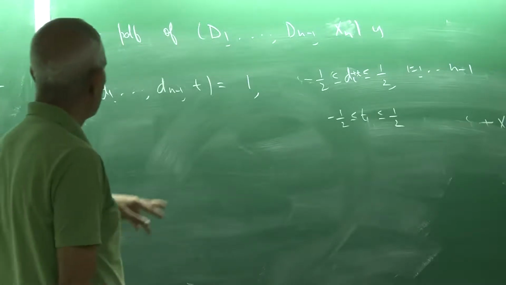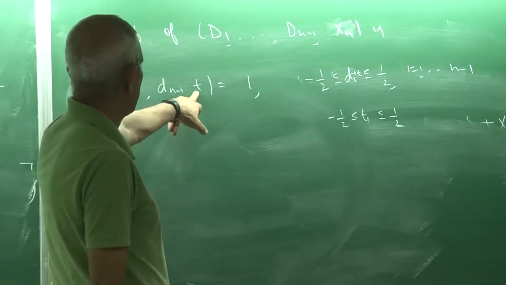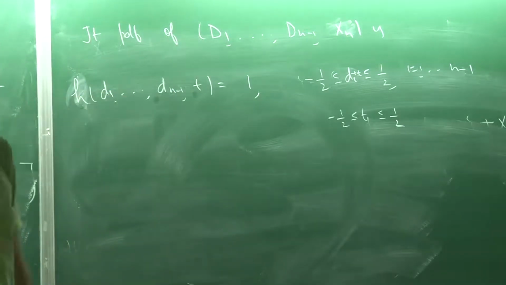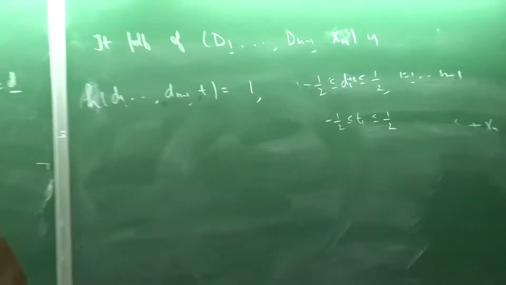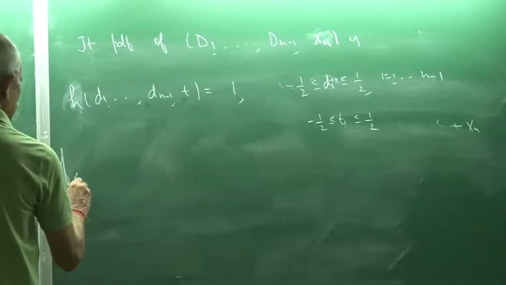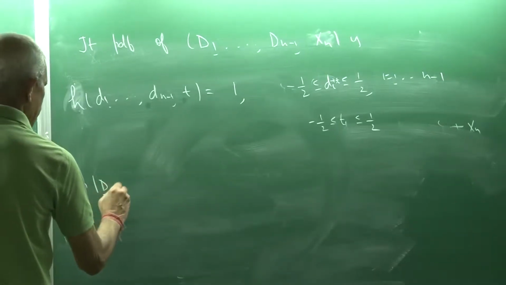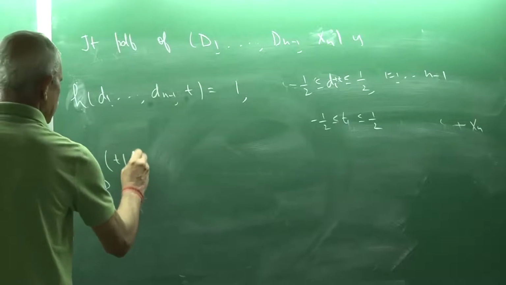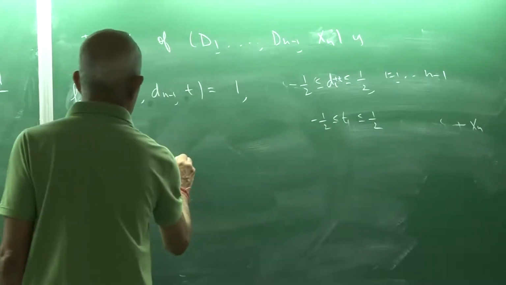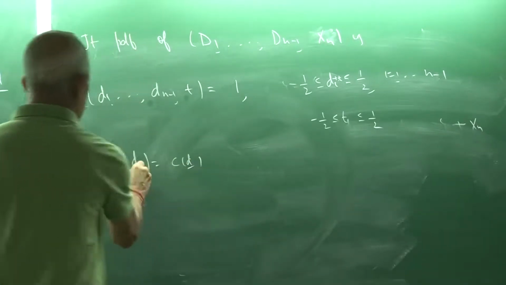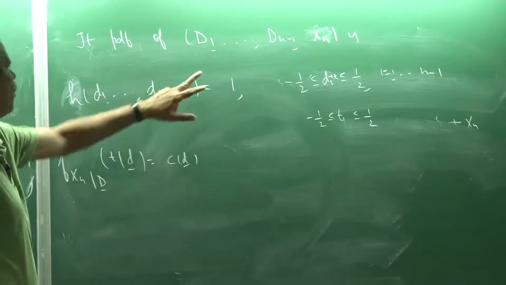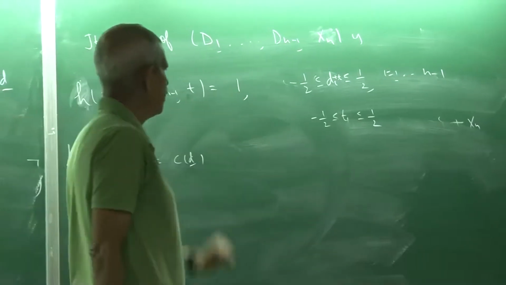So I have to find the PDF of xn given d1, d2, dn minus 1. That would be proportional to the joint PDF, because you know that the conditional PDF is always proportional to the joint. So let me write down f of xn given d at the point t, and here d is fixed. This would have some constant of proportionality which may depend on d. So it is proportional to the joint PDF, which is 1.